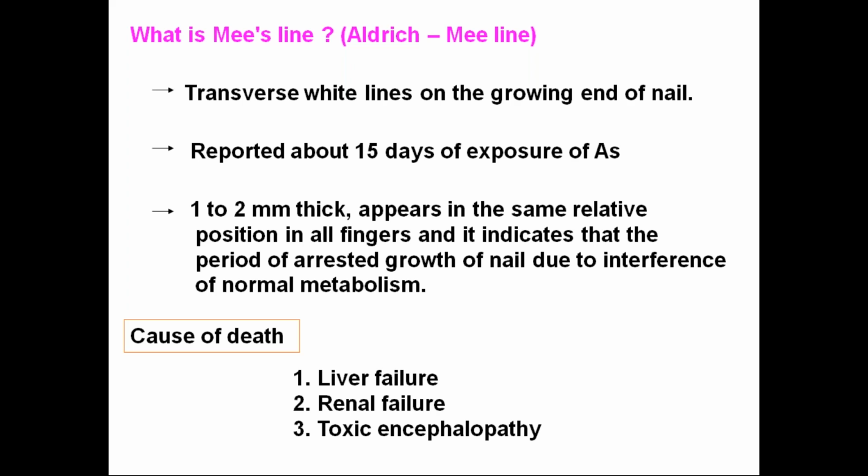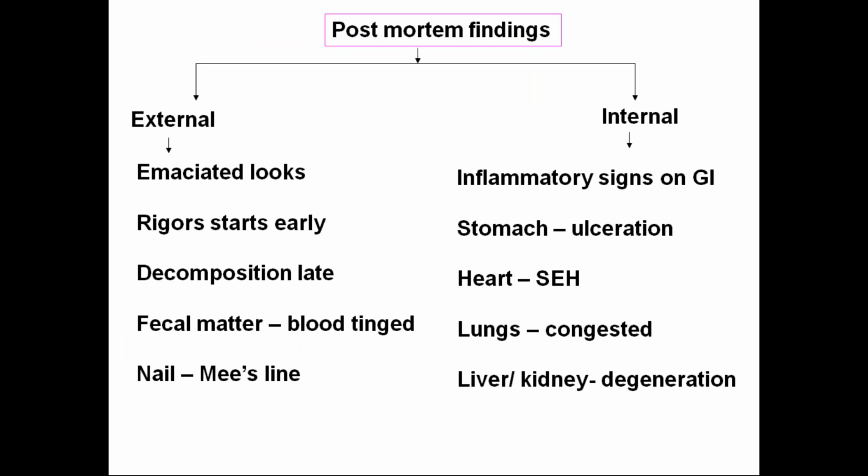So what is the cause of death in this arsenic poisoning? It is liver failure, because it mostly involves enzyme inhibition: liver failure, renal failure, and then toxic encephalopathy in case of chronic arsenic poisoning. Whereas in case of acute arsenic poisoning, we have vascular collapse, shock, and peripheral vascular collapse as the cause of death. What are the post-mortem findings?